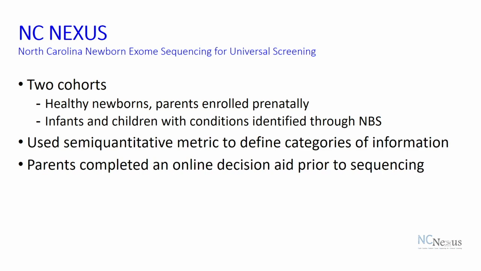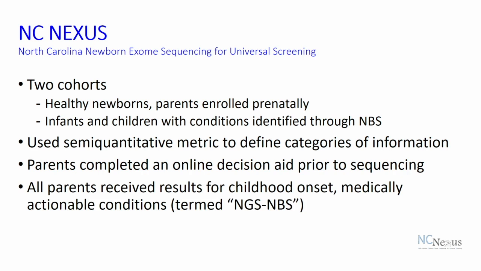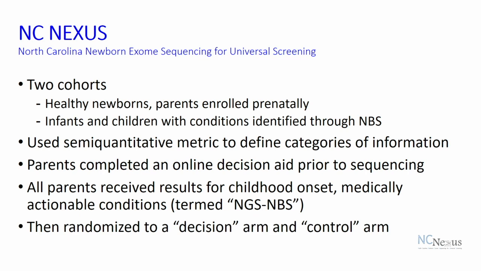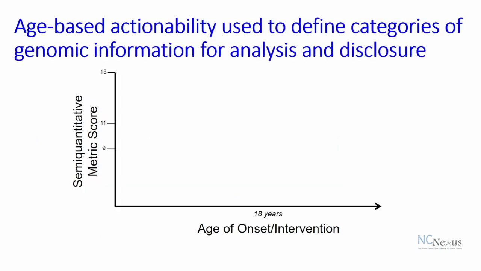And the parents completed an online decision aid prior to having sequencing so that they could understand what the exome sequencing would be about and what kinds of information they might learn. In our study, all the parents have received results, if any, for the childhood onset medically actionable conditions that we called the next generation sequencing newborn screen. And we then randomized the parents again into a decision arm and a control arm for additional genomic information.